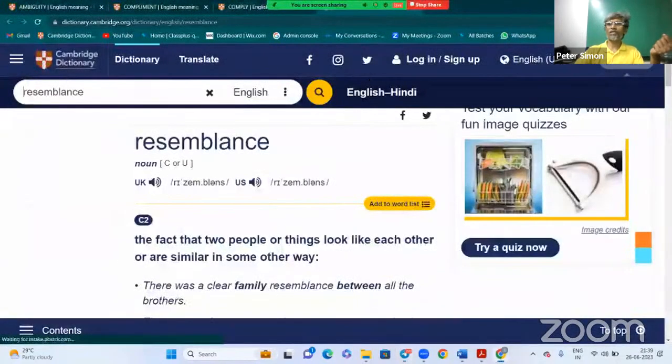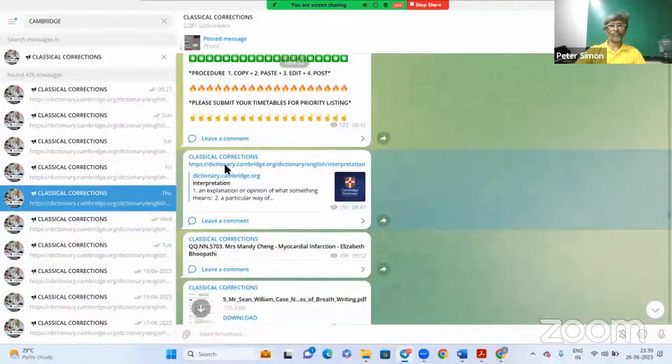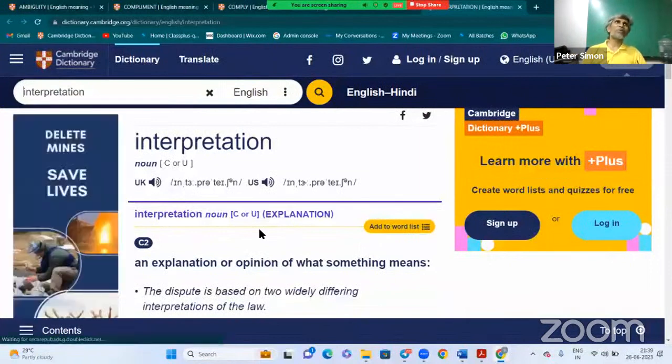And here you see resemblance, resemble. So resemblance is C2 vocabulary. See, I have given a number of words. Just go there and type Cambridge and you'll get a lot of vocabulary. Resemble. Okay. Interpretation is C2 vocabulary. Based on the interpretation of the doctor. So how well you interpret, okay. Explain your opinions. An explanation or opinion of what such a thing means. Let me interpret your condition in realistic terms. So how well you are using these words is very important.